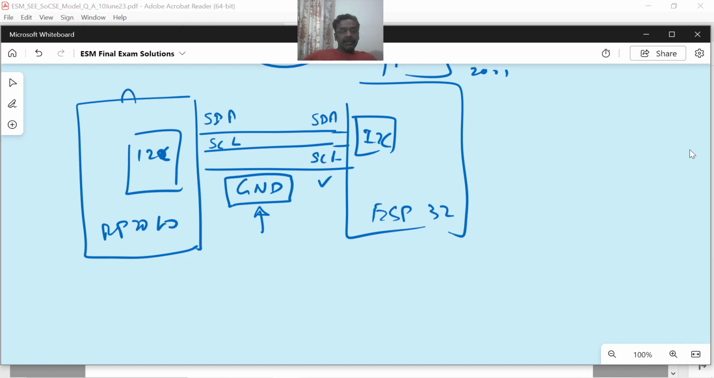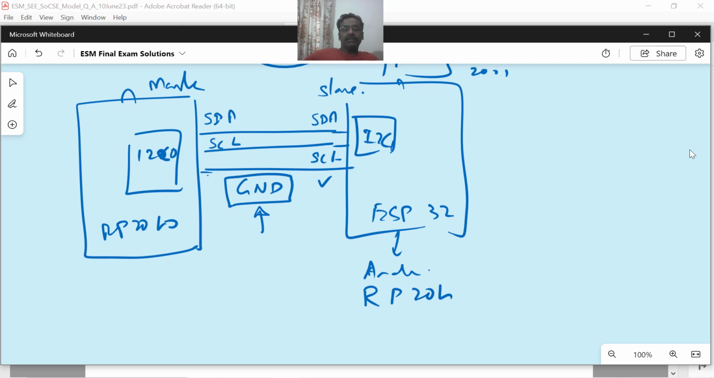It could be I squared C 0 here, I squared C 1 there, or it could be ESP32, or maybe Arduino. Arduino and ESP32 also have an I squared C bus, or you can mention another Raspberry Pi Pico, RP2040, two devices, and you can connect them. So I may ask you to draw the circuit diagram of how you will connect two different devices on the I2C bus, and then one scenario. Maybe this is the master device and this is the slave device.